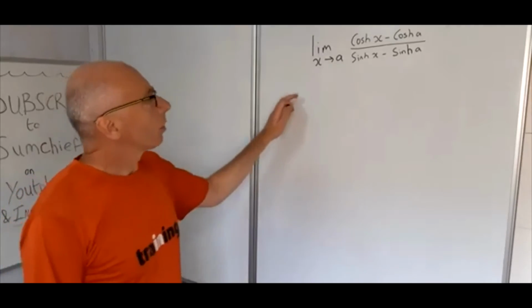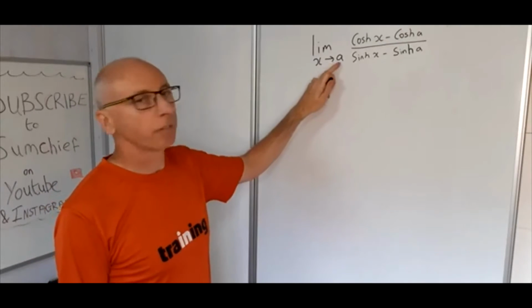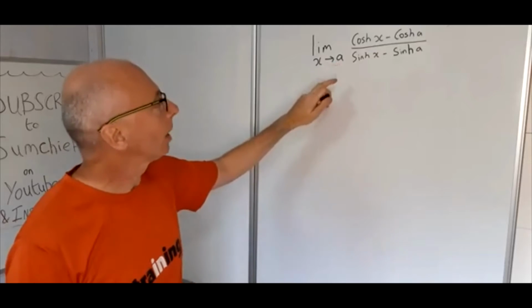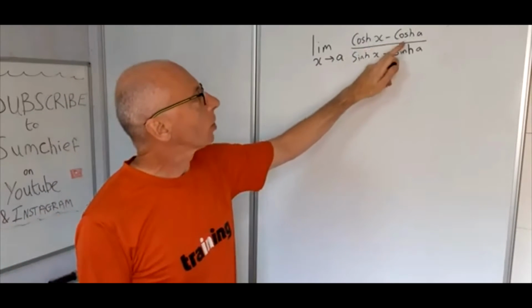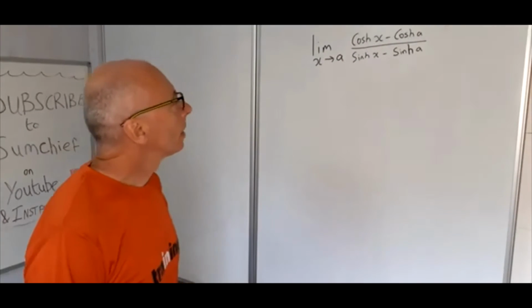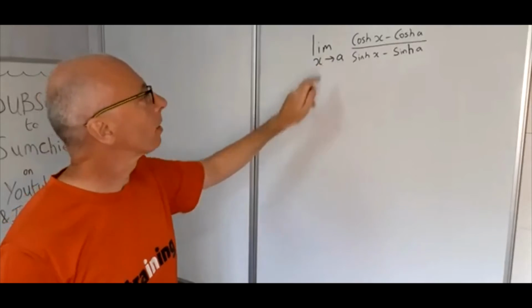Okay, so we've got a question here. Find the limit as x approaches a. So we're not given a value here, we're given a variable instead. So we're going to have to be a little bit careful here. Of cosh of x minus cosh of a divided by sinh of x minus sinh of a. So first things first, let's just plug in a where we see an x.